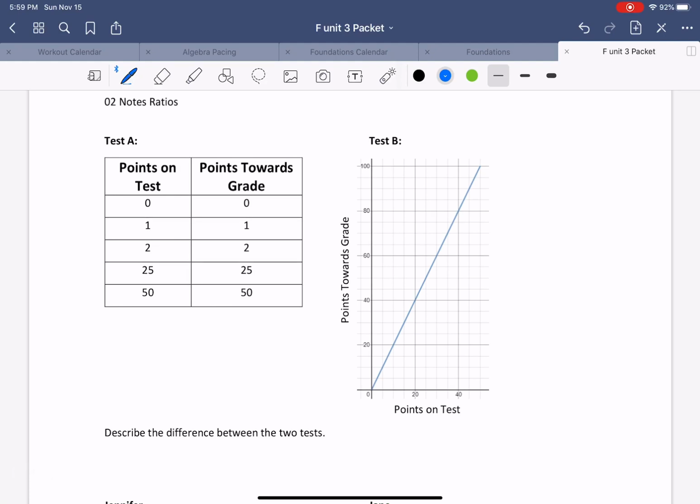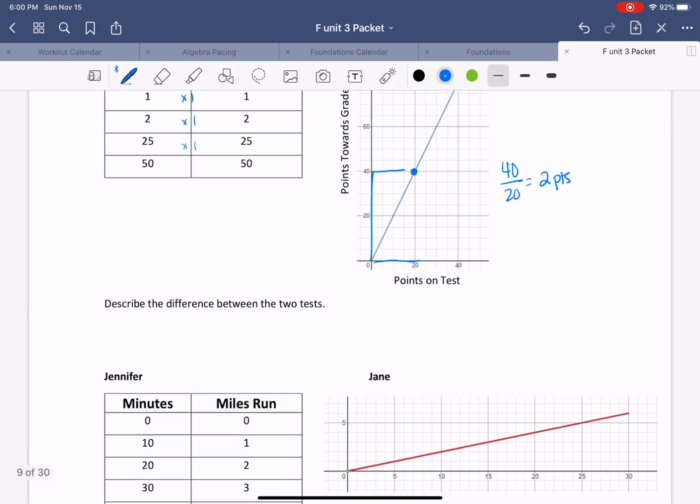Okay, now let's look at some tests. In test A, if you get 0 points on the test, you get 0 points towards your grade. If you get a 1 point credit on the test, you get 1 point towards your grade. If you get 50 points on your test, you get 50. So I got that ratio of 1 to 1. Now looking at test B, if I take this point, if I get 40 points or 20 points on my test, I get 40 points towards my grade. So that's like 40 over 20, I get 2 points. So if I had to say which had greater point values, it would be test B.